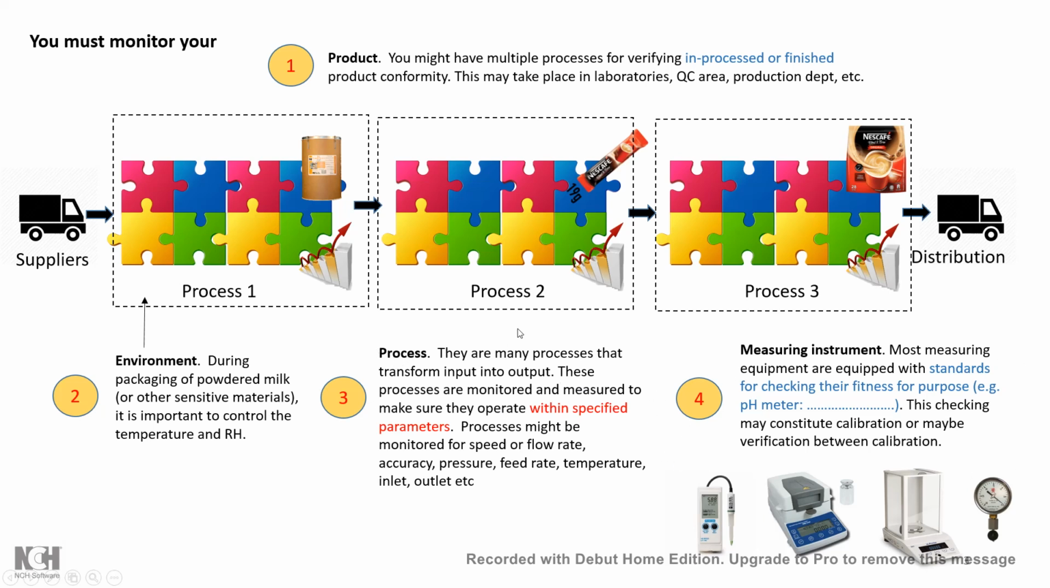Finally, while we are measuring the products, monitoring the environment and monitoring the process, we must also monitor the instruments that we use to monitor product, environment and process. So the measuring instrument itself has to be monitored. For instance, I give an example here. If you want to monitor a measuring instrument like a pH meter, definitely you have to use some kind of buffer solution, pH 4 and pH 7. By doing so, we can be assured that the pH meter is really doing its job. So it is kind of calibration, and sometimes you can say it is verification between calibrations.